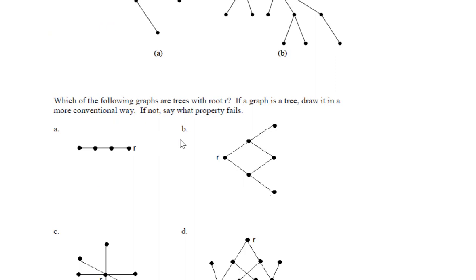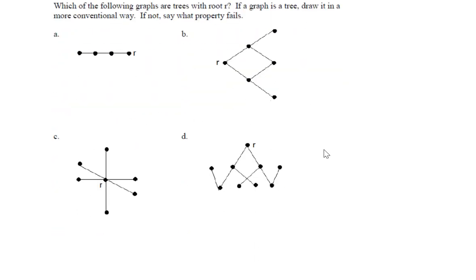So let's see here which of the following graphs are trees with root R. If a graph is a tree, draw it in a more conventional way. If not, say what property fails. So for A, this is the root. So the root is here, so it has 1, 2, 3 children or leaves. And that's the appropriate way of drawing a tree. So yes, this is a tree.